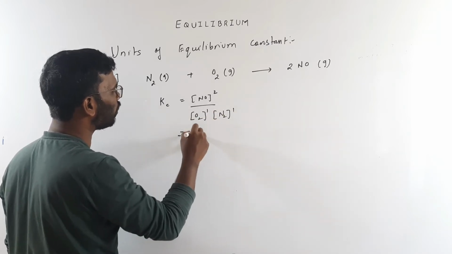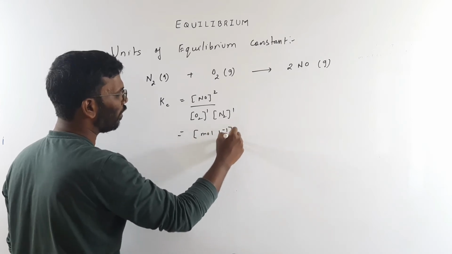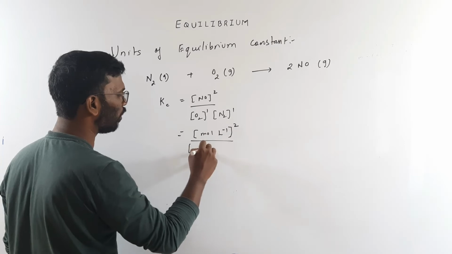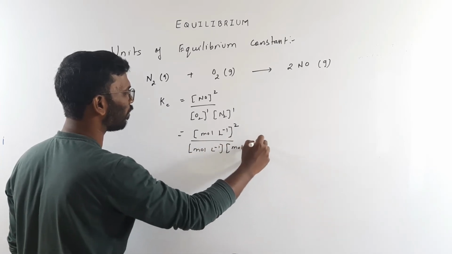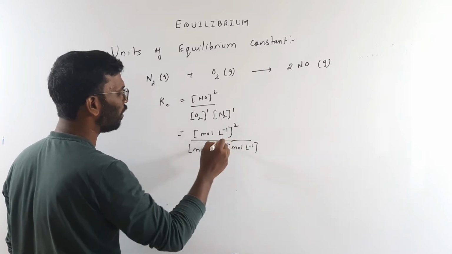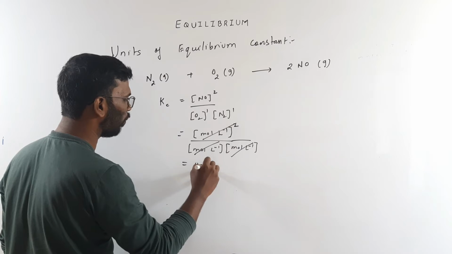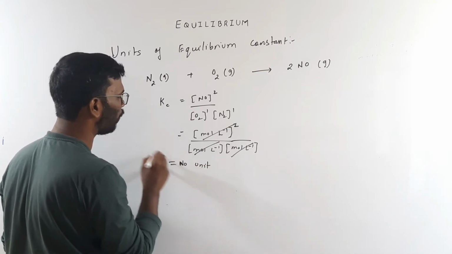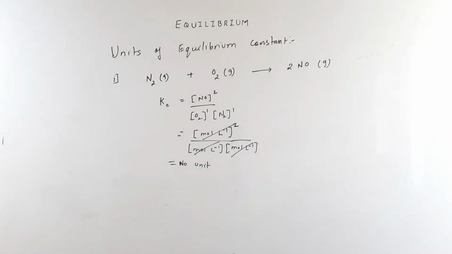If I represent the concentration in moles per liter, then the NO term is raised to 2, and here it is moles per liter, and here it is moles per liter. So the 2 and the 2 cancel. This doesn't have a unit. No unit. This won't be the case for all the reactions.